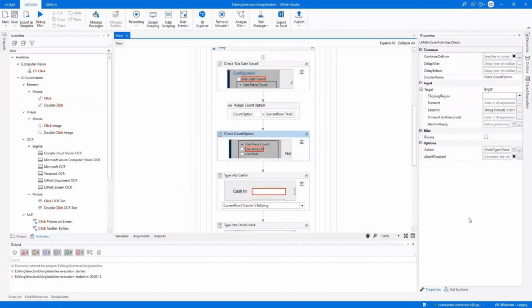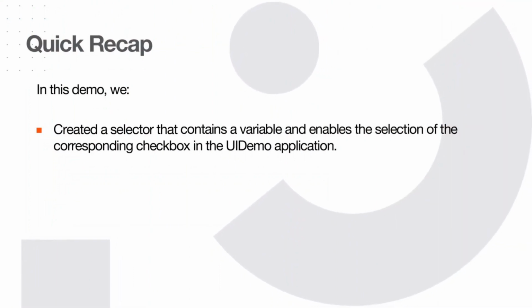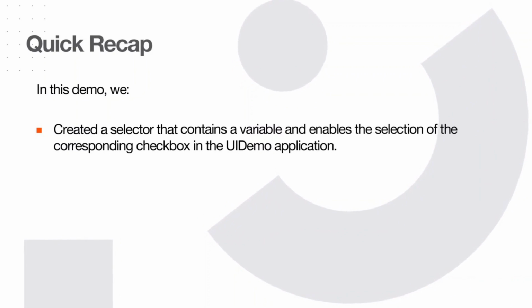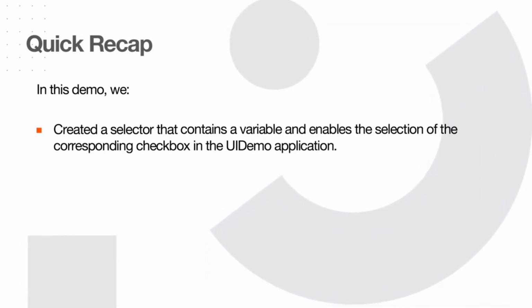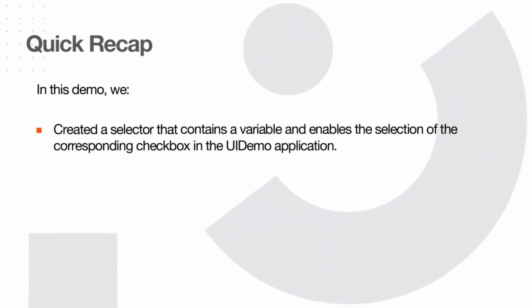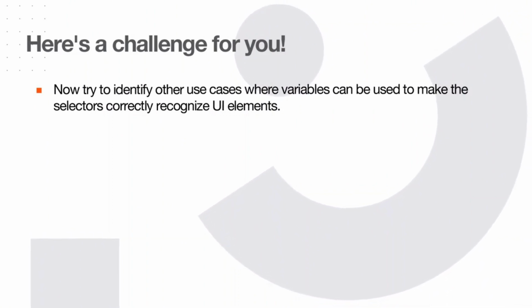And that's done. A quick recap here. We created a selector here that contains a variable, namely count option, which stores a value extracted from an Excel file and enables the selection of the corresponding checkbox. Now, try to identify other use cases where variables can be used to make the selectors correctly recognize UI elements.